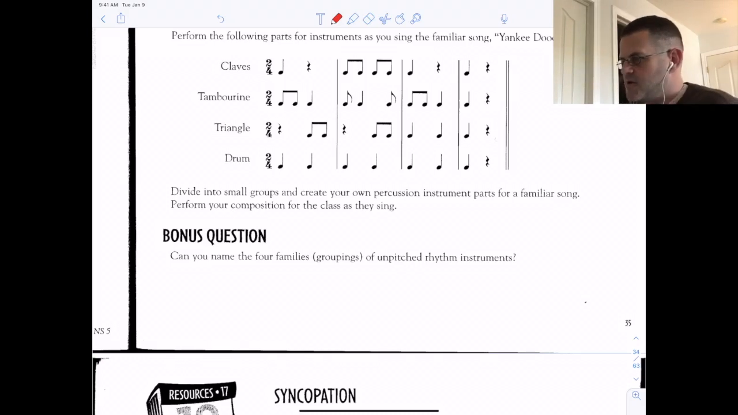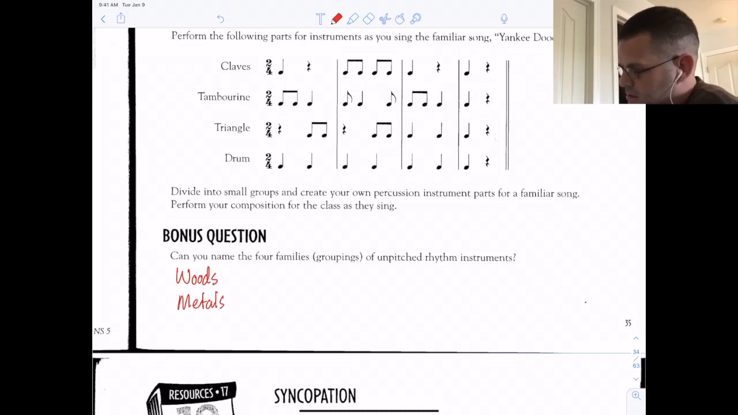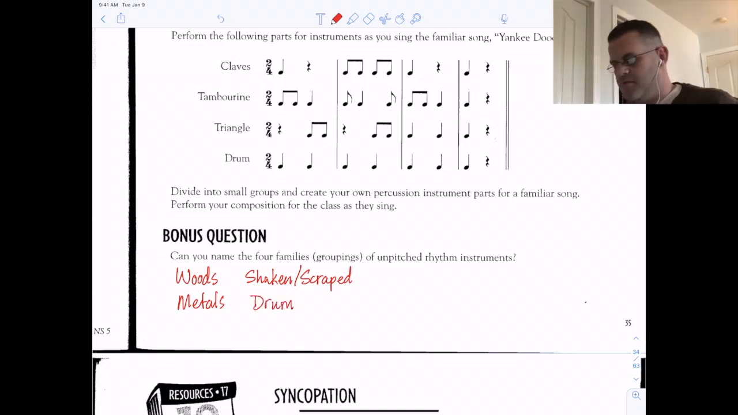Okay, so the 4 families are really kind of like what the instruments are made out of. So we have the wooden instruments, we have the metal instruments, things that can be shaken or scraped, and then we've got the drums, which is a membrane stretched over a drum body. So those are the 4 families of the unpitched rhythm instruments.